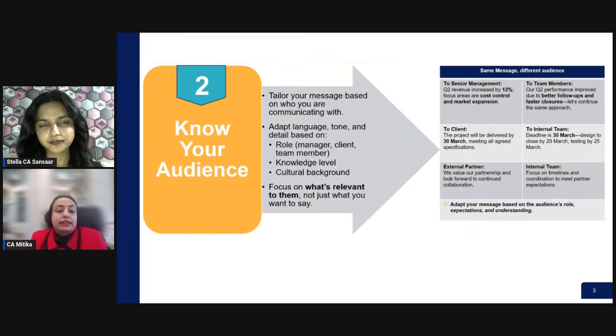Let's see some practical examples in which we are communicating the same message but to a different audience and what differentiates the message. Let's say we're communicating our Q2 revenue to the senior management. How do we phrase it? Q2 revenue increased by 12%. Focus areas are cost control and market expansion.